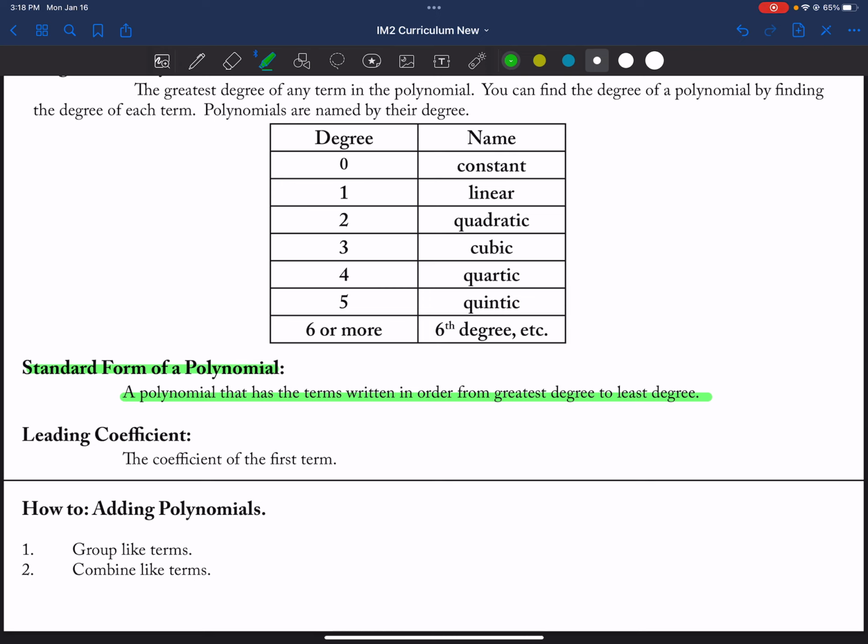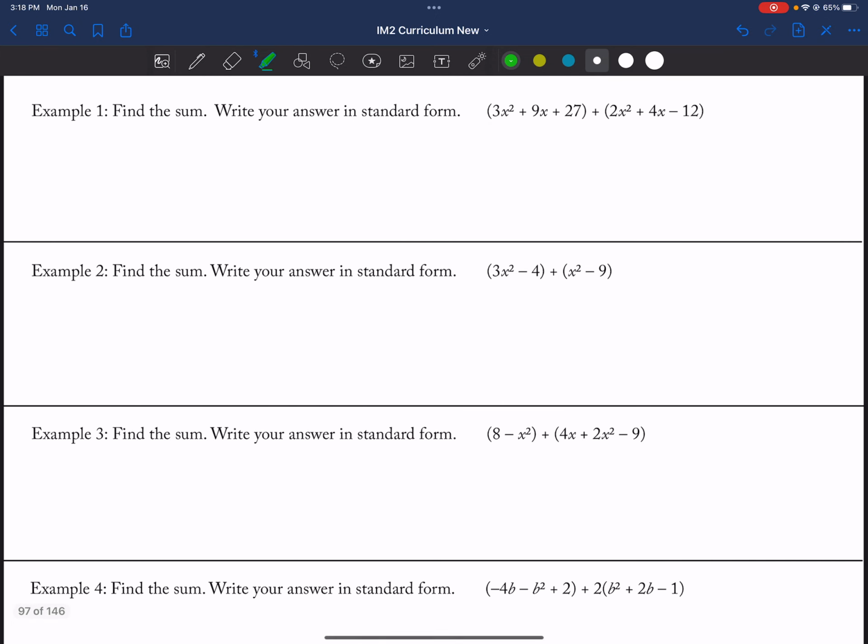When you add polynomials together, you're going to group like terms and combine them together. So if I look at this one, I'm taking my 3x squared and my 2x squared, and I get 5x squared. Then a 9x and a 4x gives me 13x. And then a 27 and a negative 12 gives me a 5.